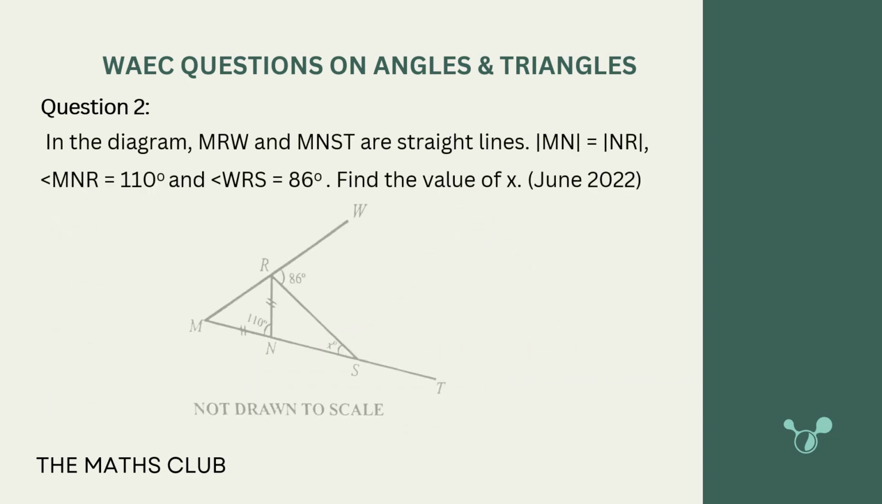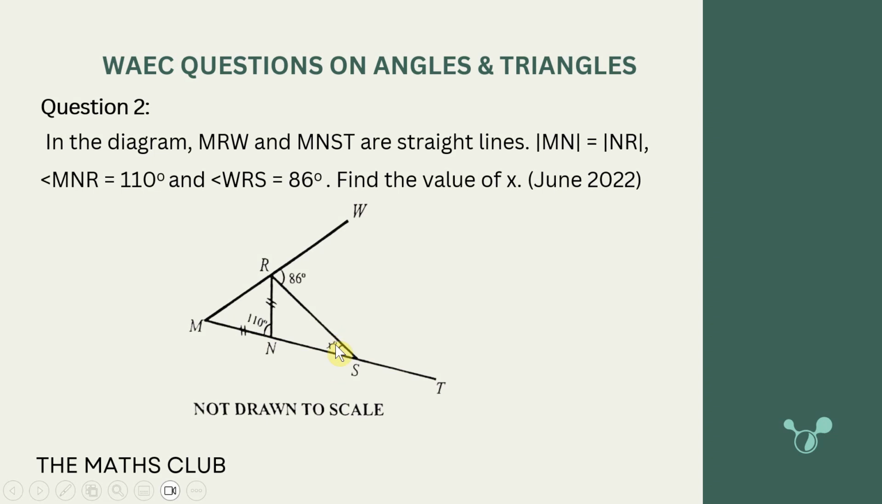Question 2 now says that in the diagram, MRW and MNST are straight lines. MN is equal to NR, so this is an isosceles triangle. Angle MNR, this angle N, is 110 degrees. Angle WRS, this angle R, is 86 degrees. And we should find the value of this x here.